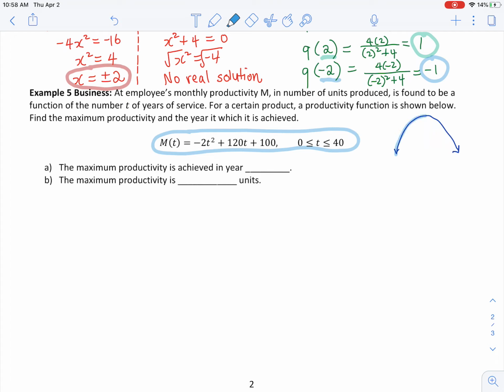So this is what they're saying. At first, a person's productivity goes up the more years of work they do. But at some point, it's going to go down. That's what they're saying. I wonder why.